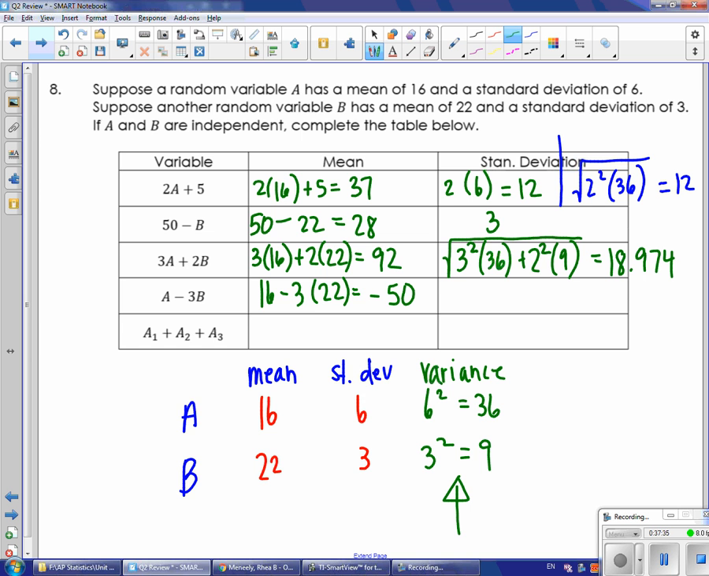When I'm doing the standard deviation, though, again, I have to work with the variance. So I'm going to take the variance of a, which is 36. I always add, so I will never, ever, ever be making my variance smaller unless I'm dividing. So that minus is going to become a plus, and then I'm going to have 3 squared times the variance of b, which is 9. And to calculate the standard deviation, I take the square root of that whole quantity. And that gives me 10.817.